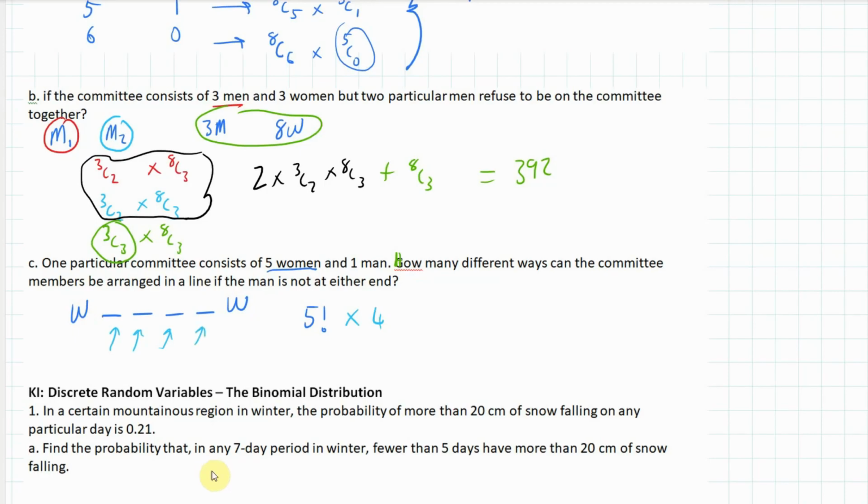So you've got 5 women, 1, 2, 3, 4, 5, right? And the man has 4 options for where he goes for each of the ways you arrange them, right? The 4 options are he could slip in here, there, there, or there. Not here, not here. So that's why I'm doing 5 factorial. That bit there is referring to how we arrange the women, and then this bit here, for every arrangement of the women, there's 4 places that the man can go.